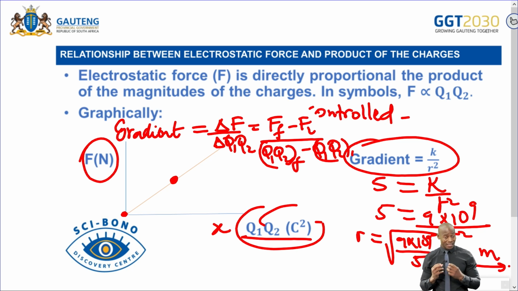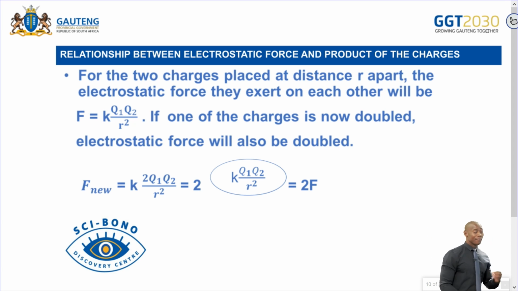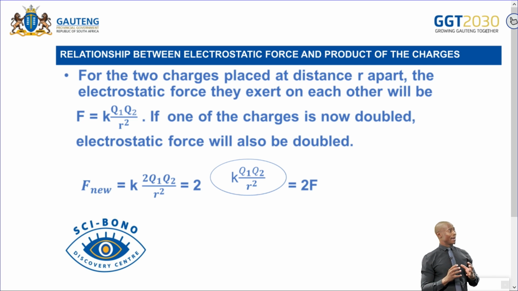Okay, then let's look at the relationship between, okay, before that, let's check, now you are given something like this. It's still on the relationship between the force and the product of the charges. So for the two charges placed at a distance r apart, the electrostatic force they exert on each other will be F equals K Q1 Q2 over r squared.